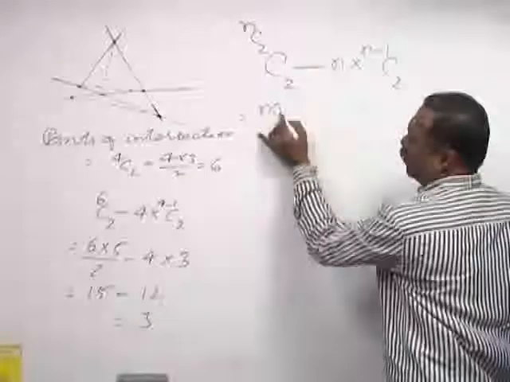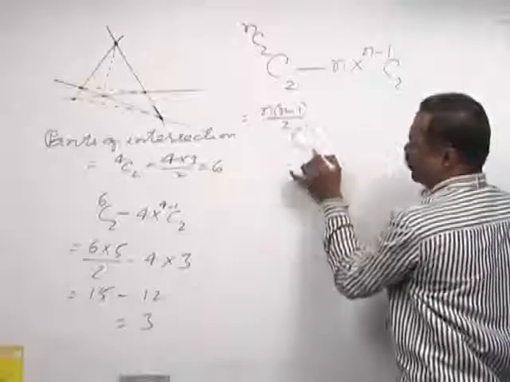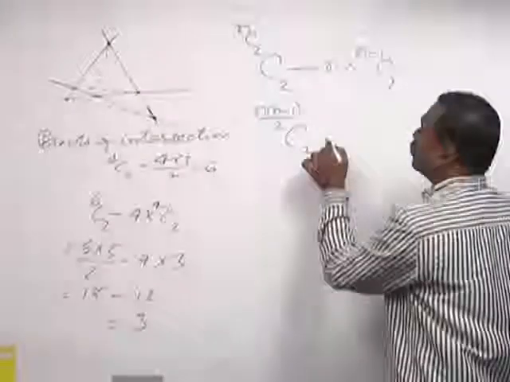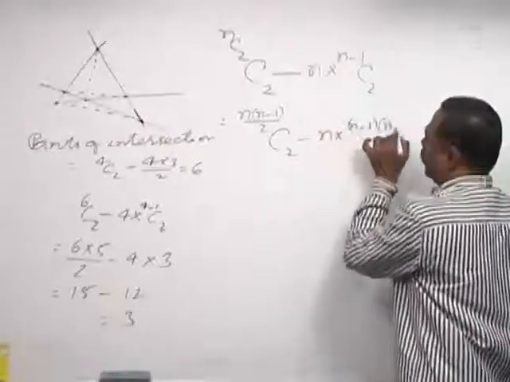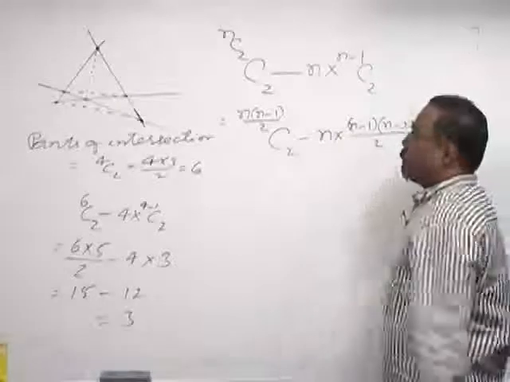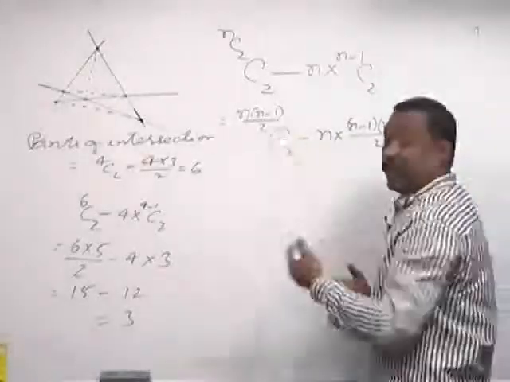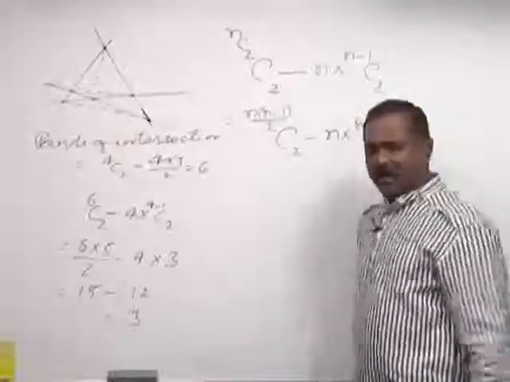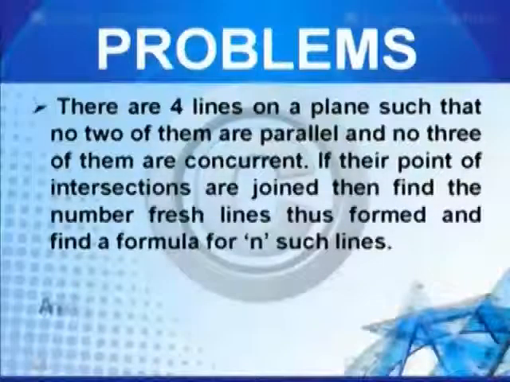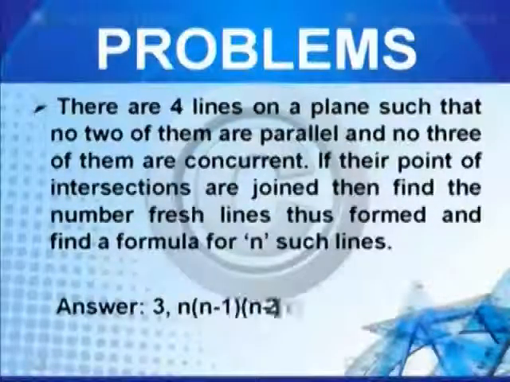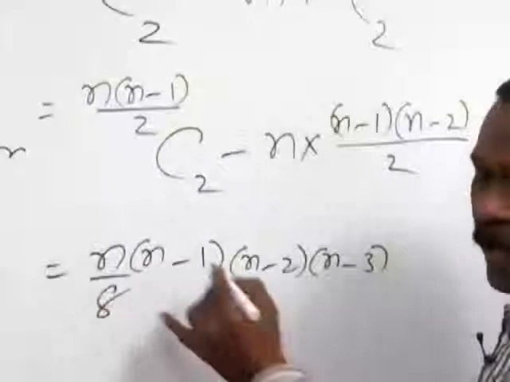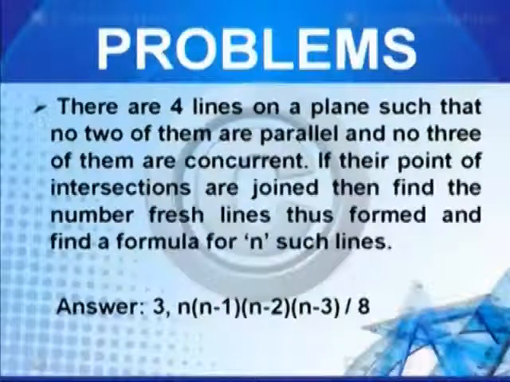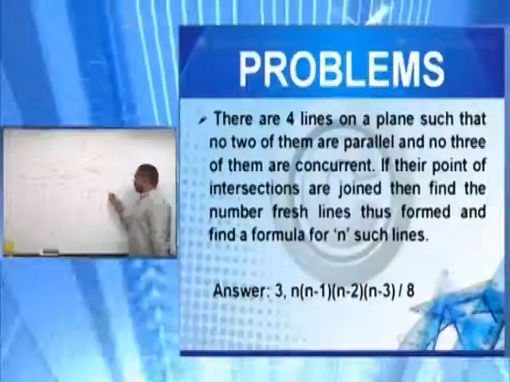This is n of n minus 1 upon 2 C2 minus n into n minus 1 into n minus 2 upon 2. So if you simplify, you will get the answer: n of n minus 1 into n minus 2 into n minus 3 upon 8. You can see the answer there. Here the answer is 3 for 4 lines. For n lines it is n by 8 into n minus 1 into n minus 2 into n minus 3.